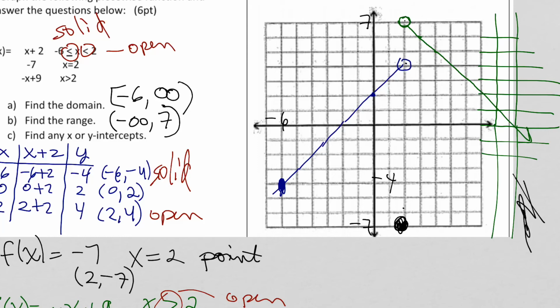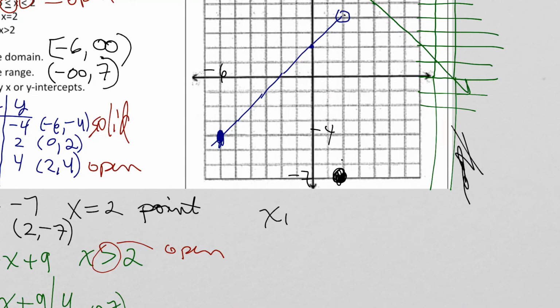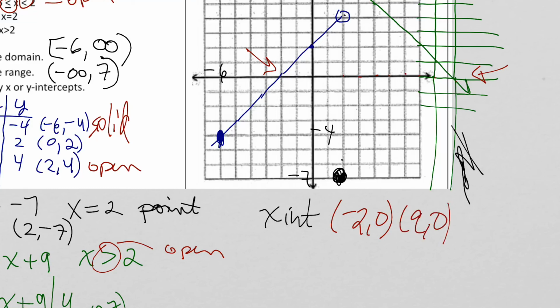Finding x or y intercepts. All right, so I see a couple. Let's talk about x intercepts. I see one right here. And then I see one because my graph got cut off over here. So I got an x-intercept at -2, 0. And how much was this? 1, 2, 3, 4, 5, 6, 7, 8, at 9, 0. My y-intercept, I see 1, which is right here. This one is at 0, 2. And there are your answers for A, B, and C.